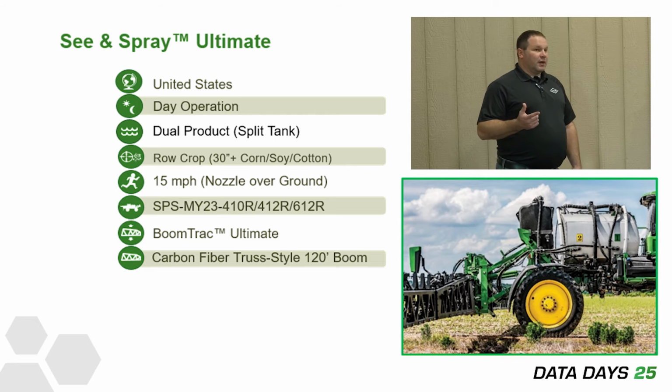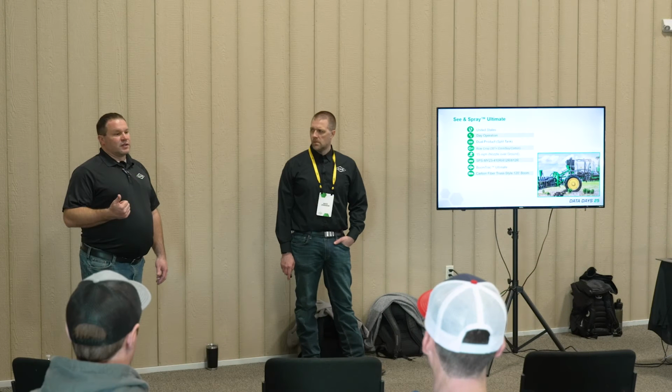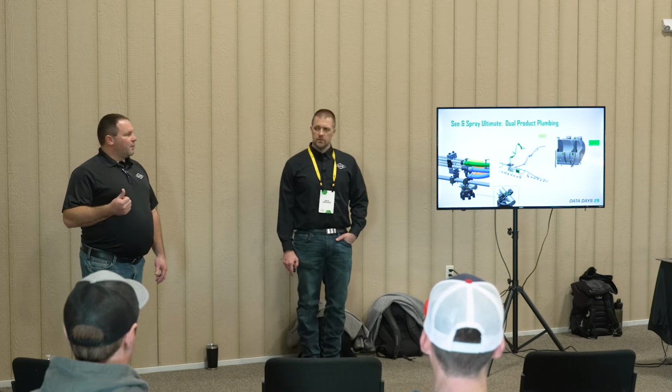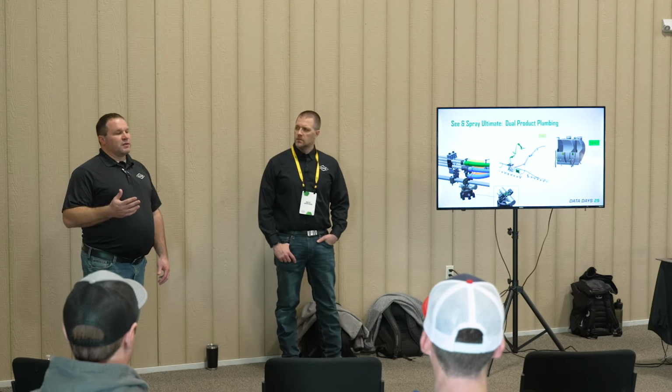With the See Spray Ultimate, we get that carbon fiber truss boom. We get Boom Track Pro Ultimate, as well as the boom is suspended differently. Those are the things that allow us to have that 15 mile an hour crop speed for See Spray versus 12 with the Premium. It's been a big difference, as well as just spraying, that boom stays very level.